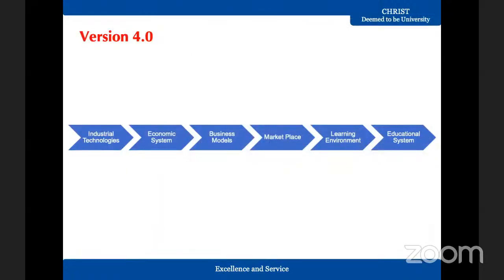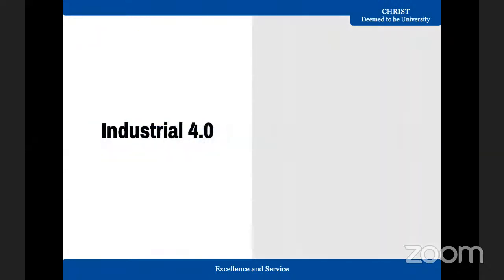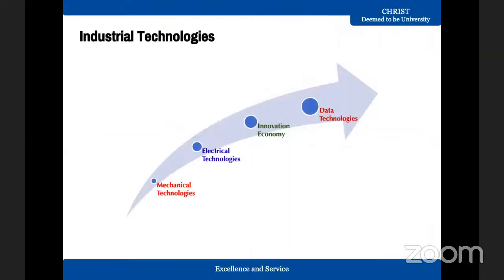So in a nutshell, I would like to tell you about Industry 4.0, like a version 4.0. It moves like this: industrial technology boosts the economic system, that develops business models that create a marketplace, and that gives the learning environment, and that by default enhances the educational system. So Industry 4.0 is a development in terms of industrial technology, starting from mechanical, that is Industry 1.0. Then electrical technology is Industry 2.0. Then innovation economy is Industry 3.0. Now the present Industry 4.0 is data technology.